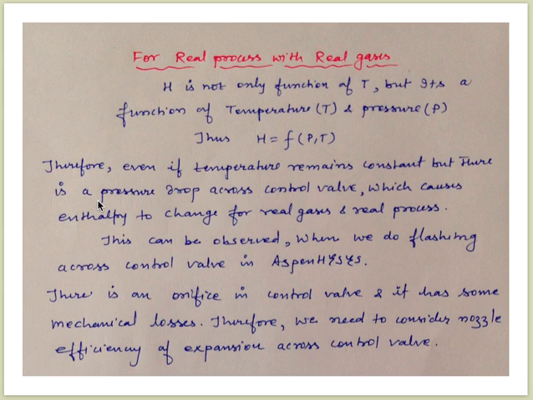But for a real process with real gases, we know that enthalpy is not a function of temperature only. Enthalpy is a function of pressure and temperature. So here H is not only a function of T, but a function of temperature and pressure P. So we can write H equals a function of pressure and temperature. Therefore, even if temperature remains constant, there is a pressure drop across the control valve. So that means P is changing, T is constant.